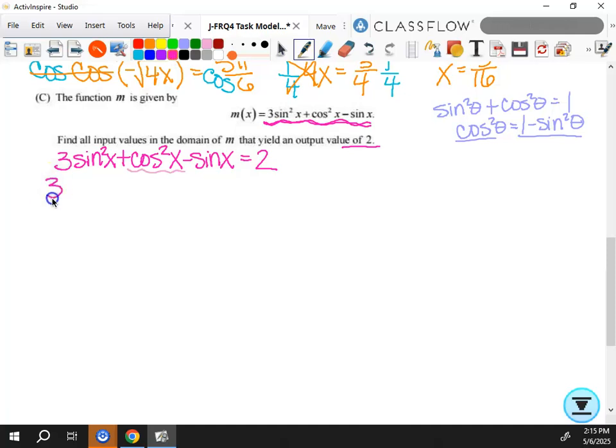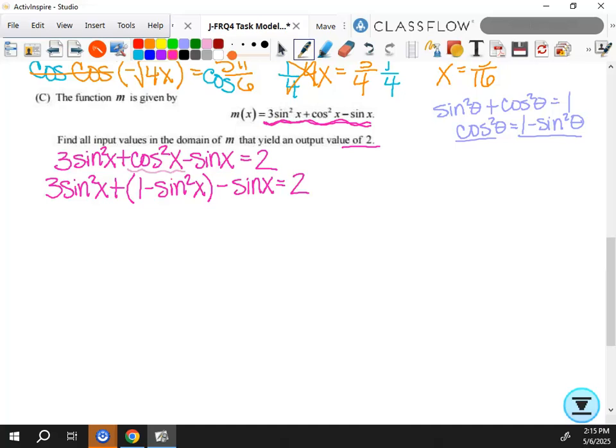So I've got 3 sine squared x plus. Now I'm about to substitute in something with more than one term, so I open my parentheses. Instead of cosine squared, I'm going to have 1 minus sine squared. And then minus sine x equals 2. Everybody with me so far?